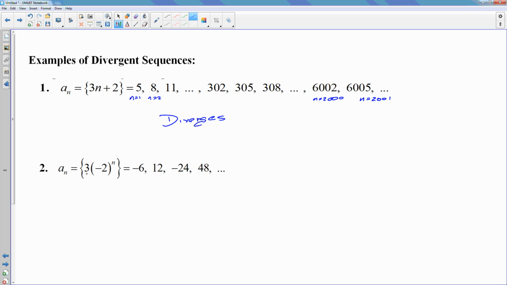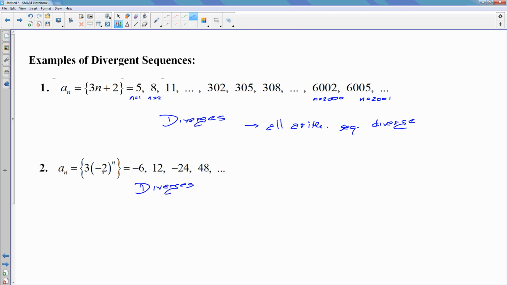Number 2 is a geometric sequence. And this geometric sequence will diverge also, because if you write out the terms, you'll see that they are doubling and they're changing signs. I'm going from -6 to +12 to -24 to +48. And these numbers just keep getting larger and larger and larger. And so this one diverges also. A little note, all arithmetic sequences will diverge. All arithmetic sequences diverge.